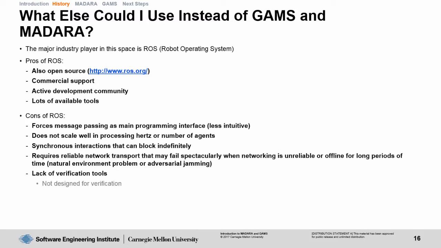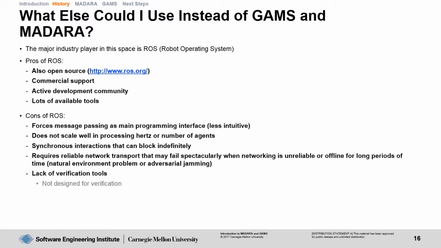The cons of ROS are that it forces message passing as a main programming interface. You have to figure out how to make an emergent system in robotics. This does not scale well in processing hertz or number of agents. It also forces synchronous interactions that can block indefinitely. For instance, if you aren't able to communicate for a long time, you could have a message queue that backs up and you can't send anything else until you finally do get in contact.